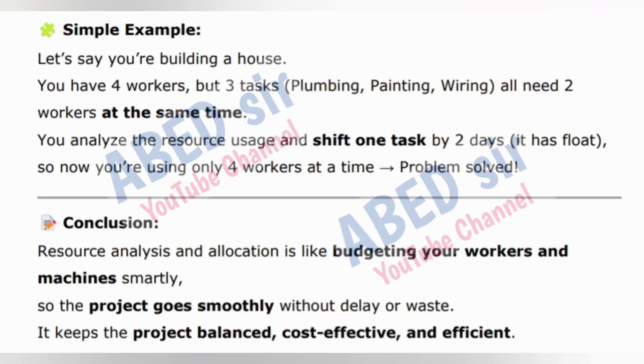Simple example. Let's say you are building a house. You have 4 workers, but 3 tasks, plumbing, painting, wiring, all need 2 workers at the same time. You analyze the resource usage and shift one task by 2 days. It has float, so now you are using only 4 workers at a time. Problem solved. Conclusion. Resource analysis and allocation is like budgeting your workers and machines smartly, so the project goes smoothly without delay or waste. It keeps the project balanced, cost-effective, and efficient.